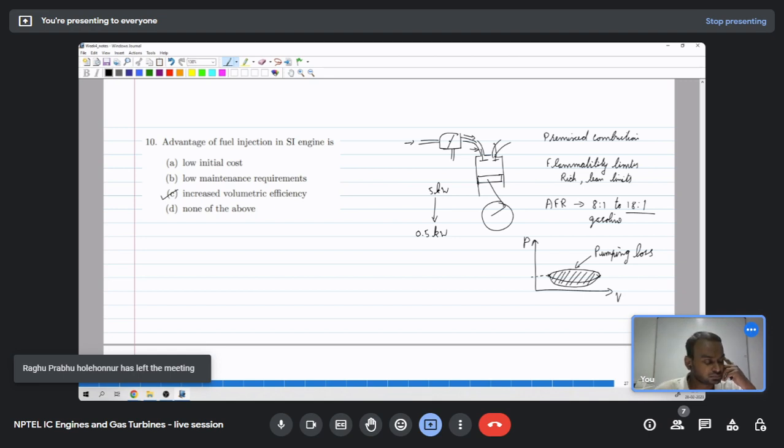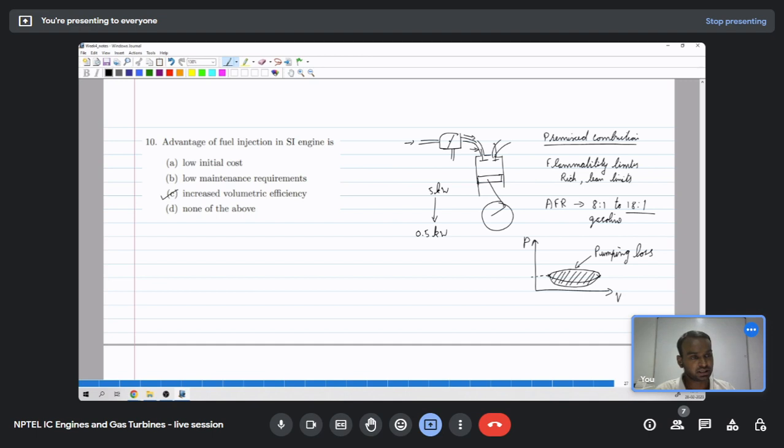So to avoid this, we can avoid having premixed combustion and have something called diffusion combustion, or partially premixed combustion. Diffusion combustion is mainly for a diesel engine. A GDI engine can operate in both diffusion and partial premix mode.